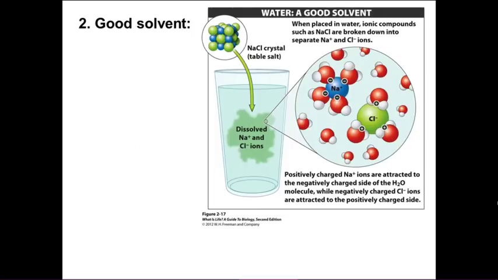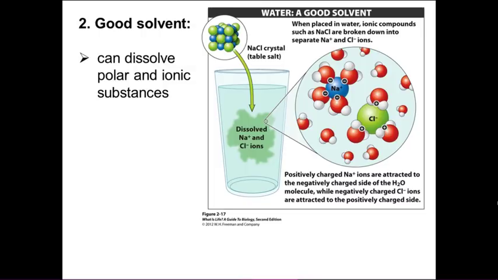Okay, the second characteristic is being a good solvent, and this means that it can dissolve many things. Okay, water can dissolve polar and ionic substances. Dissolving really just means making hydrogen bonds with something. So remember that sodium, for example, is an ion. When you take some table salt and stick it in water, it dissolves, right? Or when you put some sugar in water, it dissolves. And that's because water is making hydrogen bonds with it.